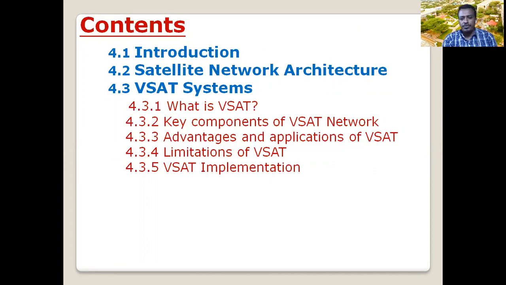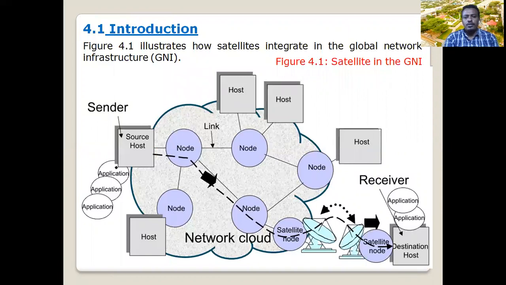Before we come to this very small aperture terminal network, let's see some introduction on the satellite network and its architecture. What you see on the diagram is a global network infrastructure. GNI indicates global network infrastructure. The satellite is an integral part, one of the components of this global network infrastructure.